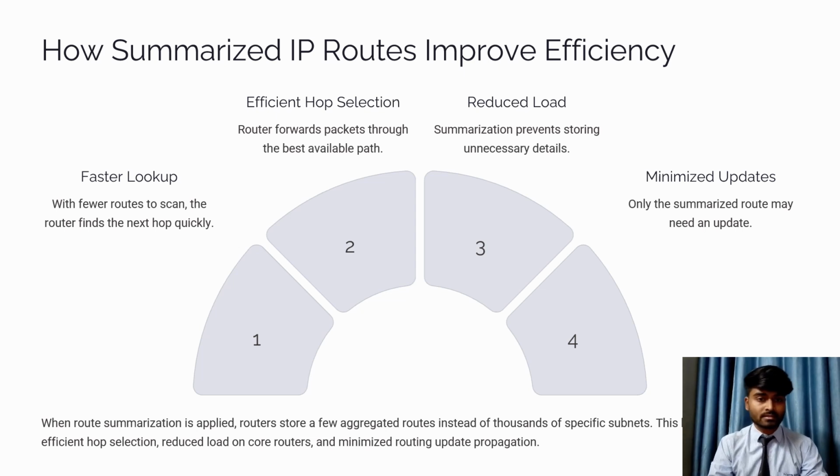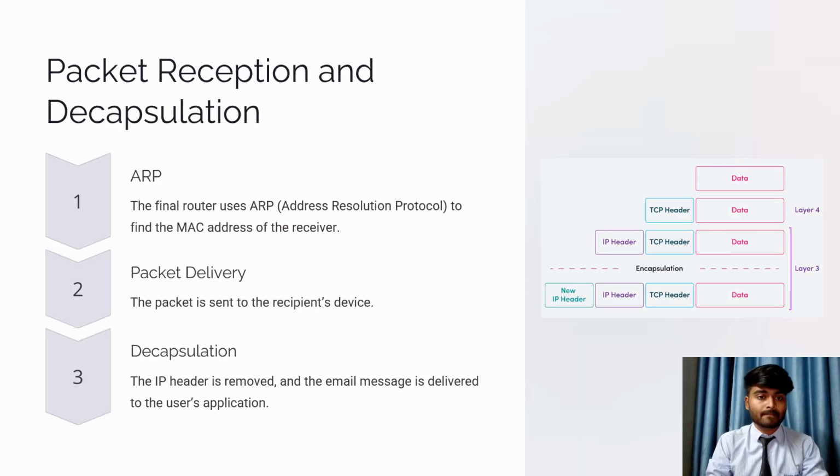As we have seen now, faster lookup with fewer routes to scan. The router finds the next hop quickly. Efficient hop selection, reduced load in the memory, and minimized updates. Packet reception and decapsulation. Once the packet reaches the destination network, the final router uses ARP, the Address Resolution Protocol, to find the MAC address of the receiver. The packet is then sent to the recipient's device where the IP header is removed and the email message is delivered to the user's application.